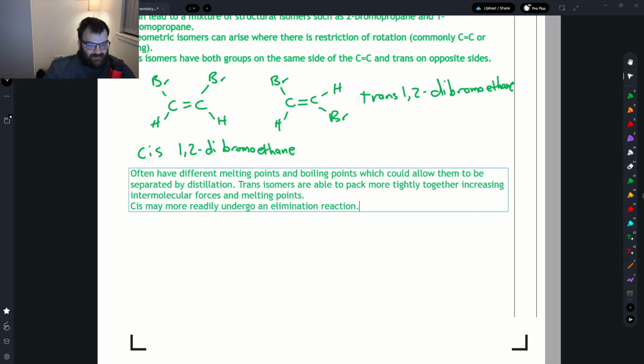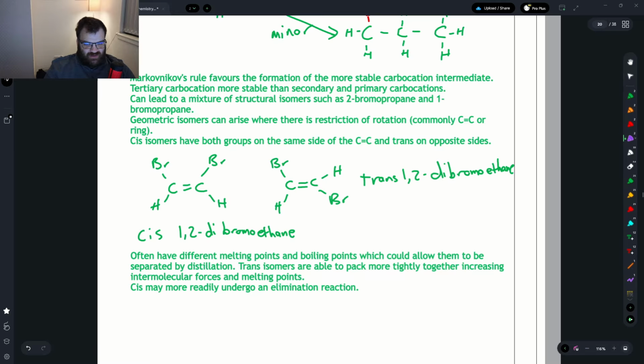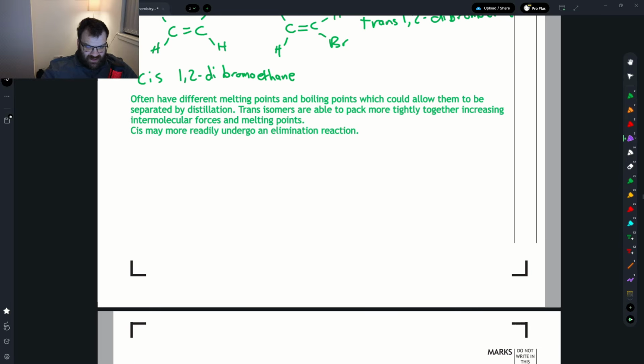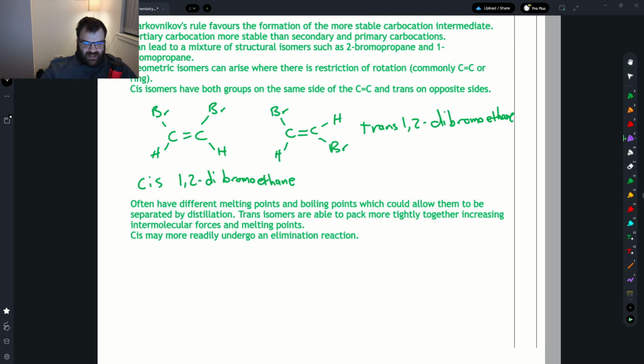A cis compound might be more likely to undergo an elimination reaction, because both of the bromines that are going to get removed were on the same side, and then we can put a double bond in there. It'd be harder to remove both of them together if they're on opposite sides, perhaps. It also mentions optical isomers.